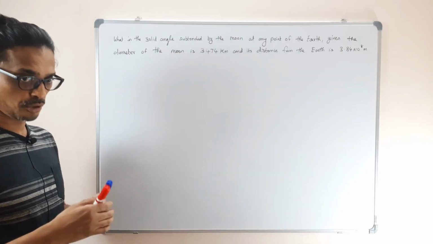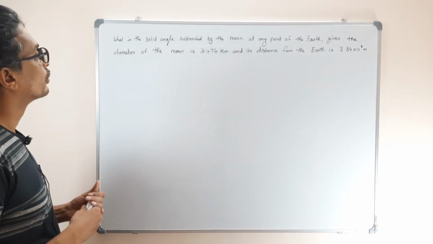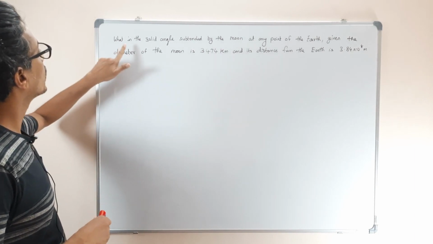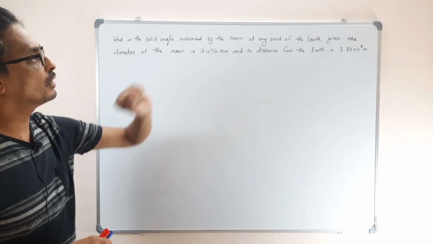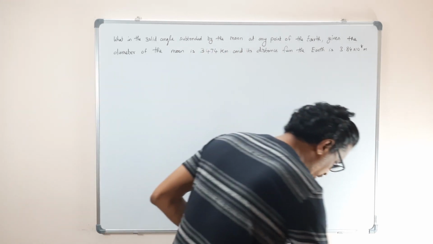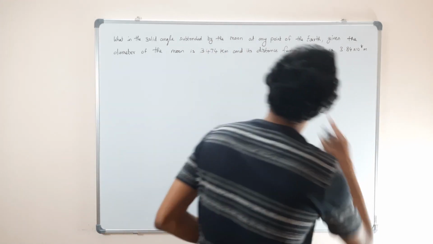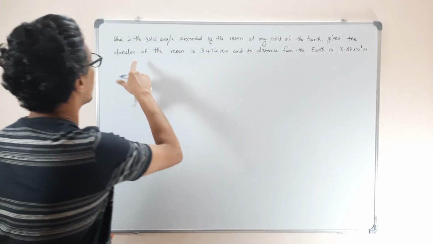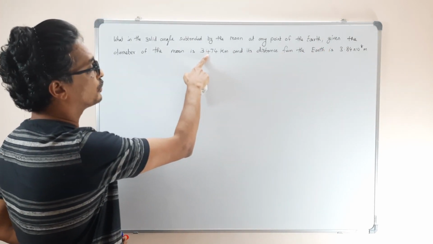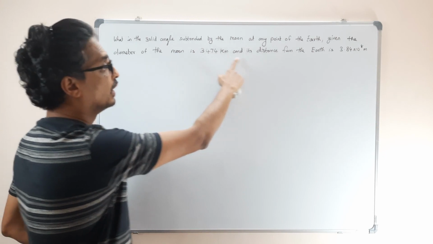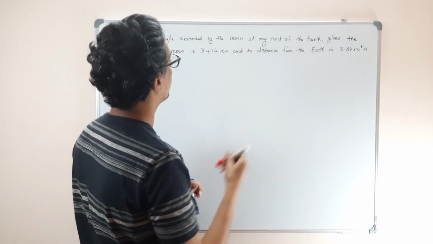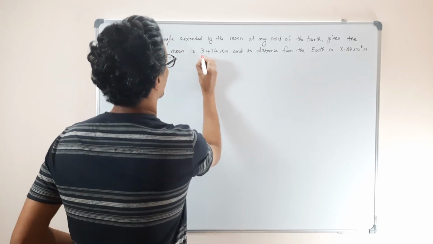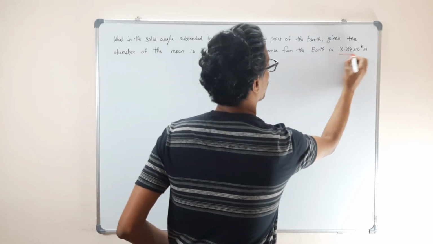So let us do some problems today. The first problem is, what is the solid angle subtended by the moon at any point on the earth? Given the diameter of the moon is 3474 kilometer and its distance from the earth is 3.84 into 10 to the power of 8 meters. So these are the two values given.